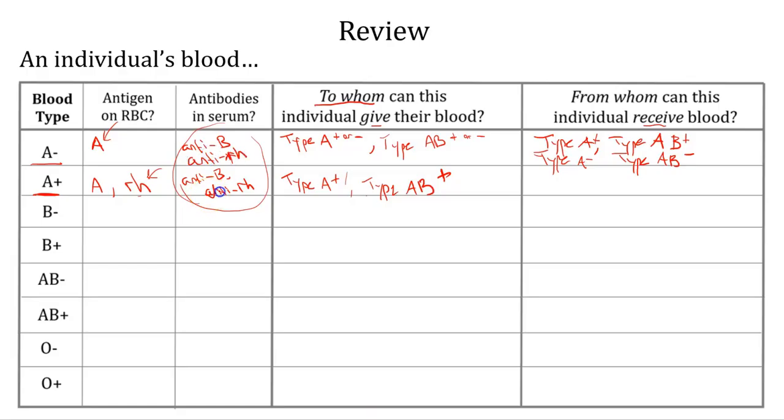This is anti-Rh here. Okay, so you could not receive from positive. You could receive from type A negative and type AB negative. Here you could receive the same, but it's type A positive or A negative, and type AB positive or negative. That looks better. Okay, somebody that has the anti-B and anti-Rh, you better not give them an Rh, and you better not give them a B. So you better not give them a positive, and you better not give them anything with a B in it.